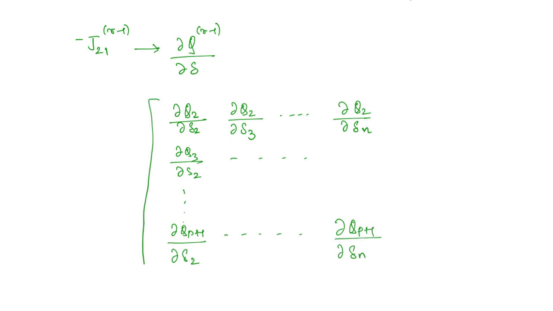Here you can see what the order will be. The number of rows is going to be only p this time, and the number of columns is going to be p plus q.